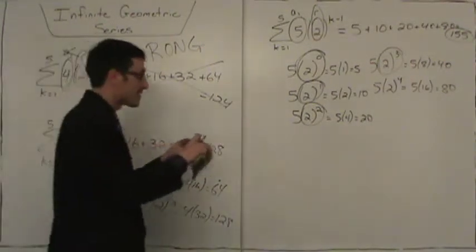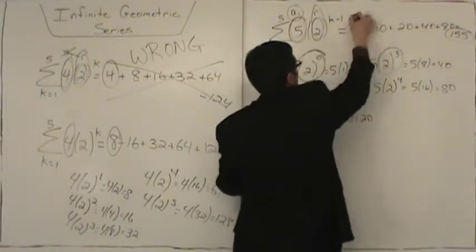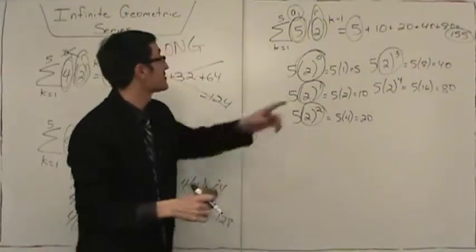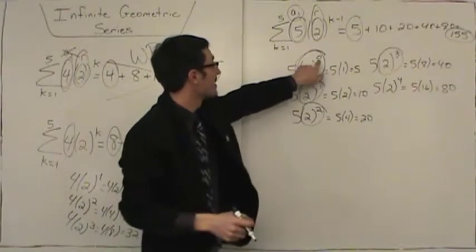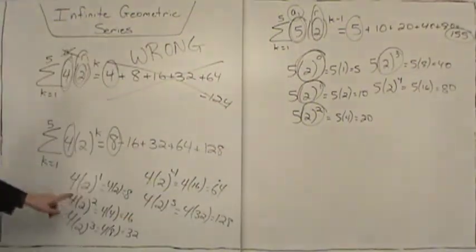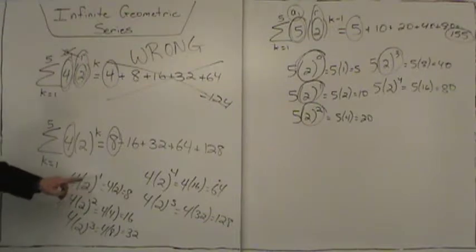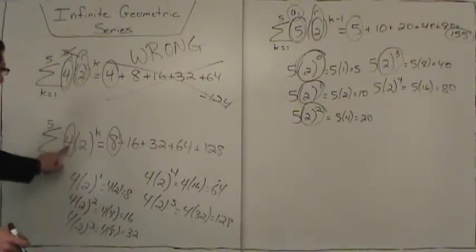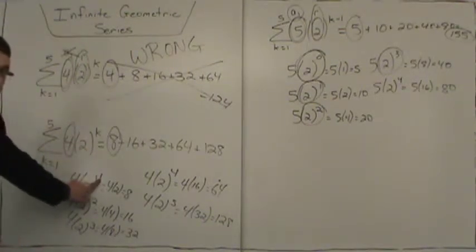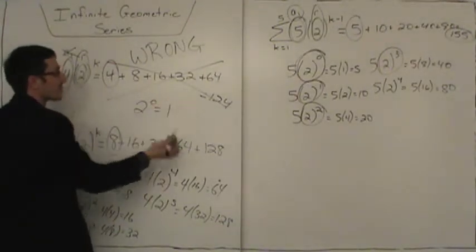Okay, so notice up here, 5 is the first value. Why was it our first value? Because notice, what was our first exponent? The first exponent was 0. Over here, what was our first exponent? The first exponent was 1. So why was 4 not the first value? Because our first exponent was not a 0. What happens when we take something to the 0 power? For instance, 2 to the 0, we get 1.